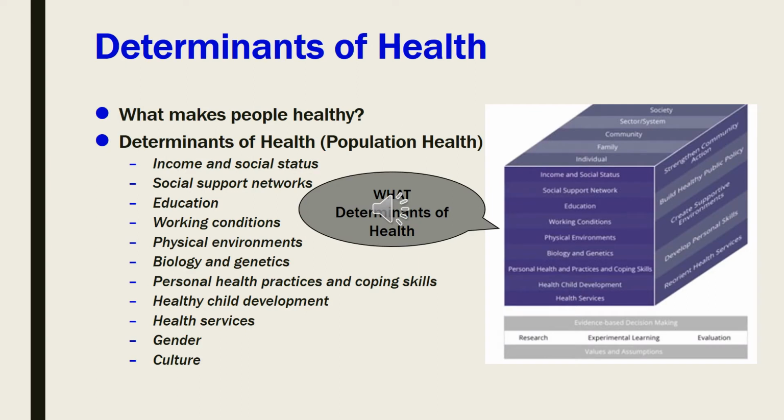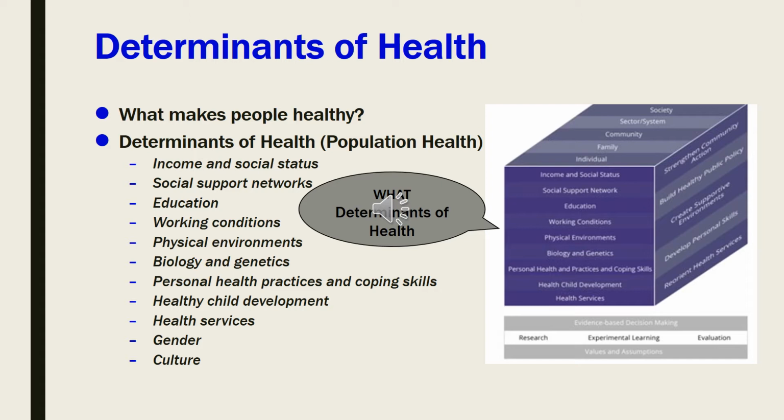So what makes people healthy? Well, according to the model, the determinants of health do. So these include income and social status, social support networks, education, working conditions, physical environments, biology and genetics, personal health practices and coping skills, healthy child development, health services, gender and culture. Just a couple of notes, gender and culture have been added to Hamilton and Batty's version of the cube.